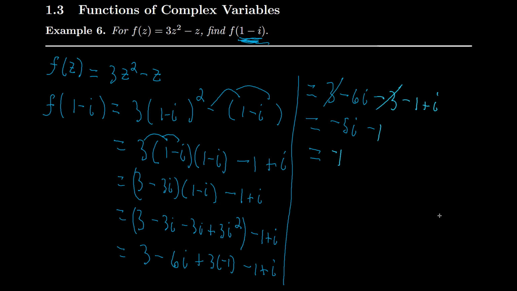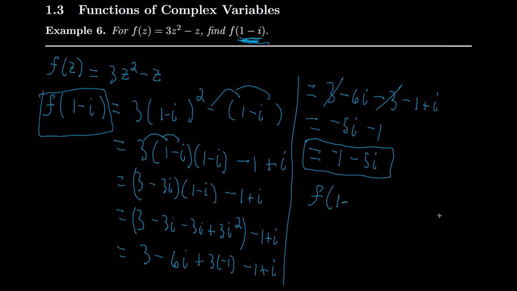Write the real part first, then the imaginary part. So that's minus 1 minus 5I, or negative 1 minus 5I if you prefer. But that's it. That's all that it is. So f of 1 minus I is negative 1 minus 5I. That is the most correct way to write this, is f of 1 minus I equals negative 1 minus 5I.